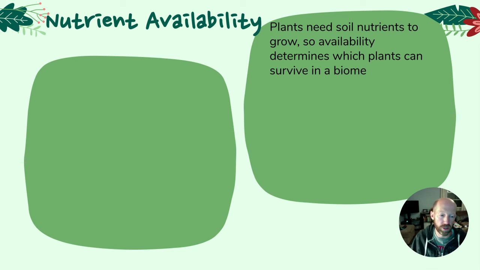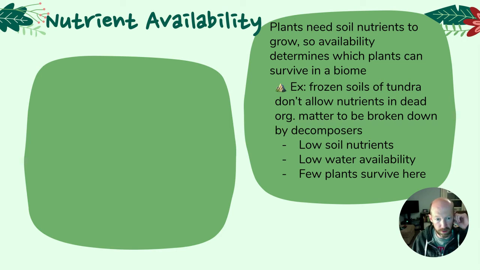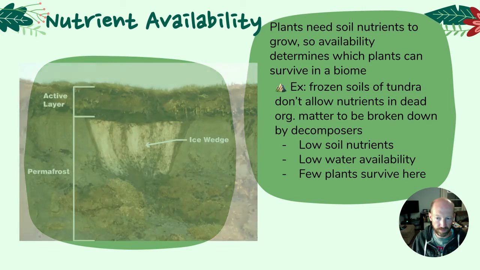Nutrient availability is a really important concept within biomes as well. Plants can't grow without nutrients. So depending on how many nutrients are available, regardless of where the biome is latitudinally, plants may adapt well, or they may change, like in deserts. For example, in the tundra, you've got frozen soil, and it doesn't allow for nutrient absorption from dead organic matter. And so you've got really low soil nutrients and low water availability. Not many plants are going to survive in the tundra.